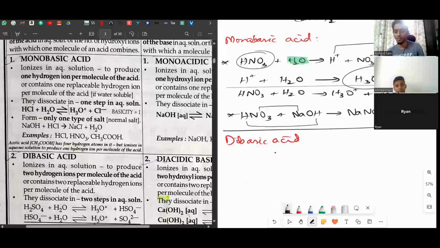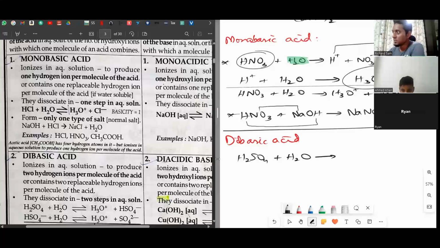H2SO4. What is H2SO4, Leah? Sulfuric acid. So when you put the sulfuric acid in water, what are you supposed to get? You're supposed to get two hydrogen ions, right? Because sulfuric acid has two hydrogen ions. But the thing here is, you don't get two hydrogen ions in one step. First, only one of the hydrogen ions will get dissociated. And then afterwards, the second hydrogen ion also will get dissociated. So dissociation of both the hydrogen ions will not happen at the same time. That is the thing over here.